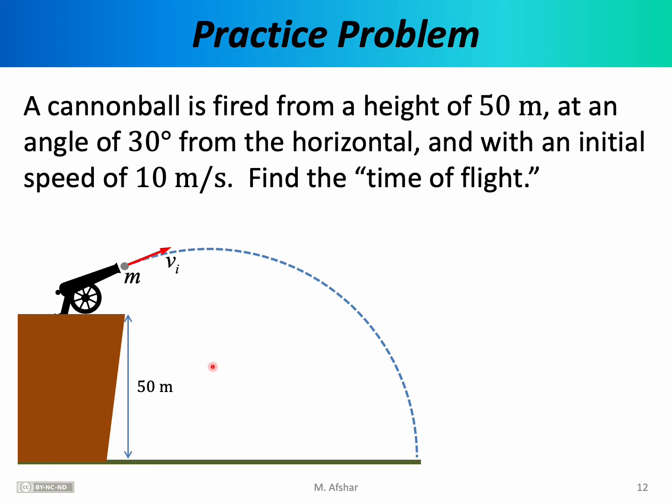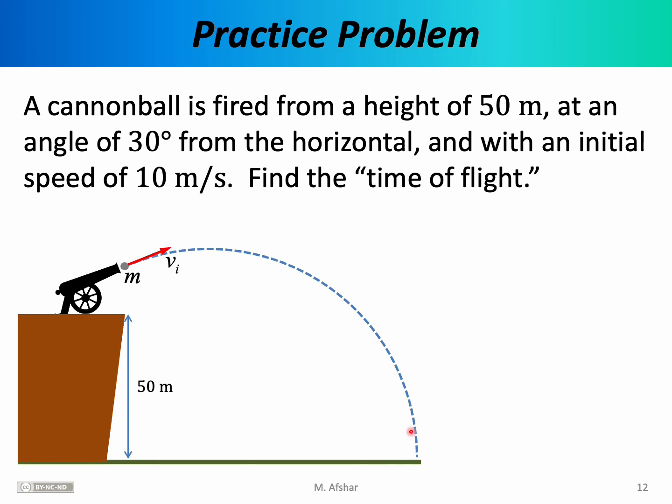Notice this is not a symmetric example. So the cannonball begins at one elevation and then it ends at a totally different elevation. Essentially we're to begin with on top of a hill 50 meters up, and then we're going to fire this cannonball into a valley 50 meters below. We're interested in knowing the time of flight, which is the total time it takes for the cannonball to travel from its initial position to its final position on the ground.